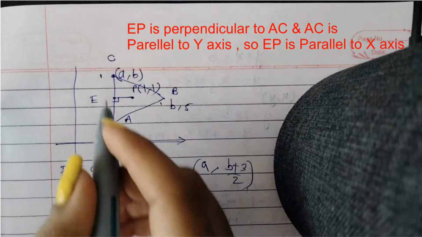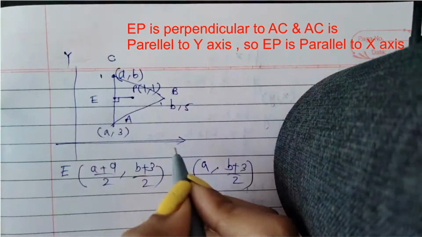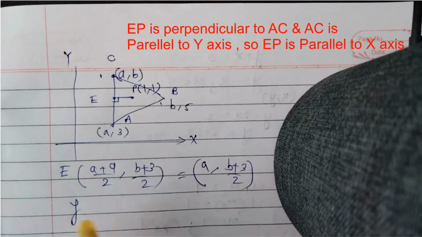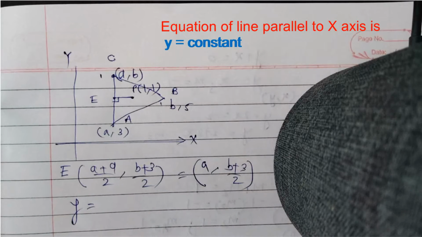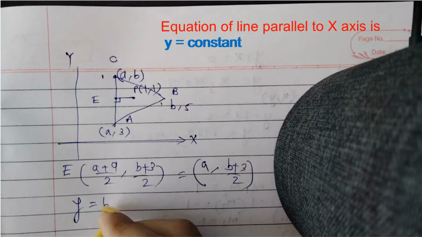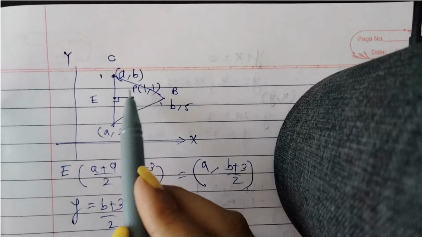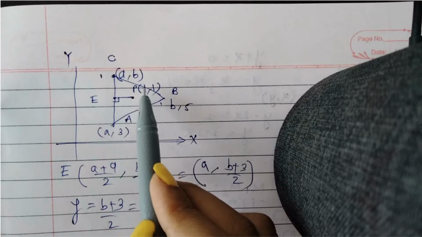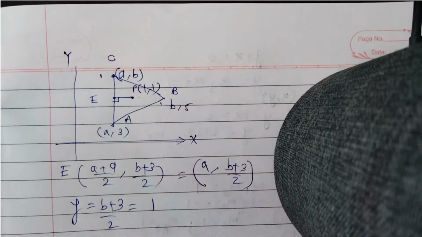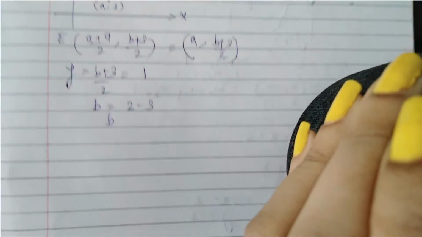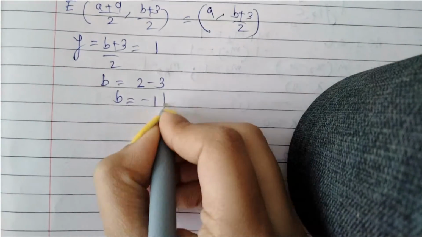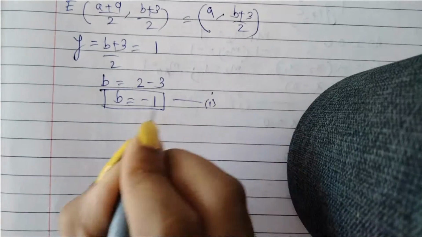We know that AC is parallel to the y-axis, and when a line EP is drawn passing through the circumcenter, we can say that this will be perpendicular to AC. So this line will be parallel to the x-axis. And the equation of a line parallel to the x-axis is y equal to a constant, which is 1, because it is also passing through the point P, right? The line PE passes through the point E, so we can write (b + 3)/2 is equal to 1. So b is equal to 2 minus 3, hence b is equal to minus 1. This is the first information that we have got, that b is equal to minus 1.